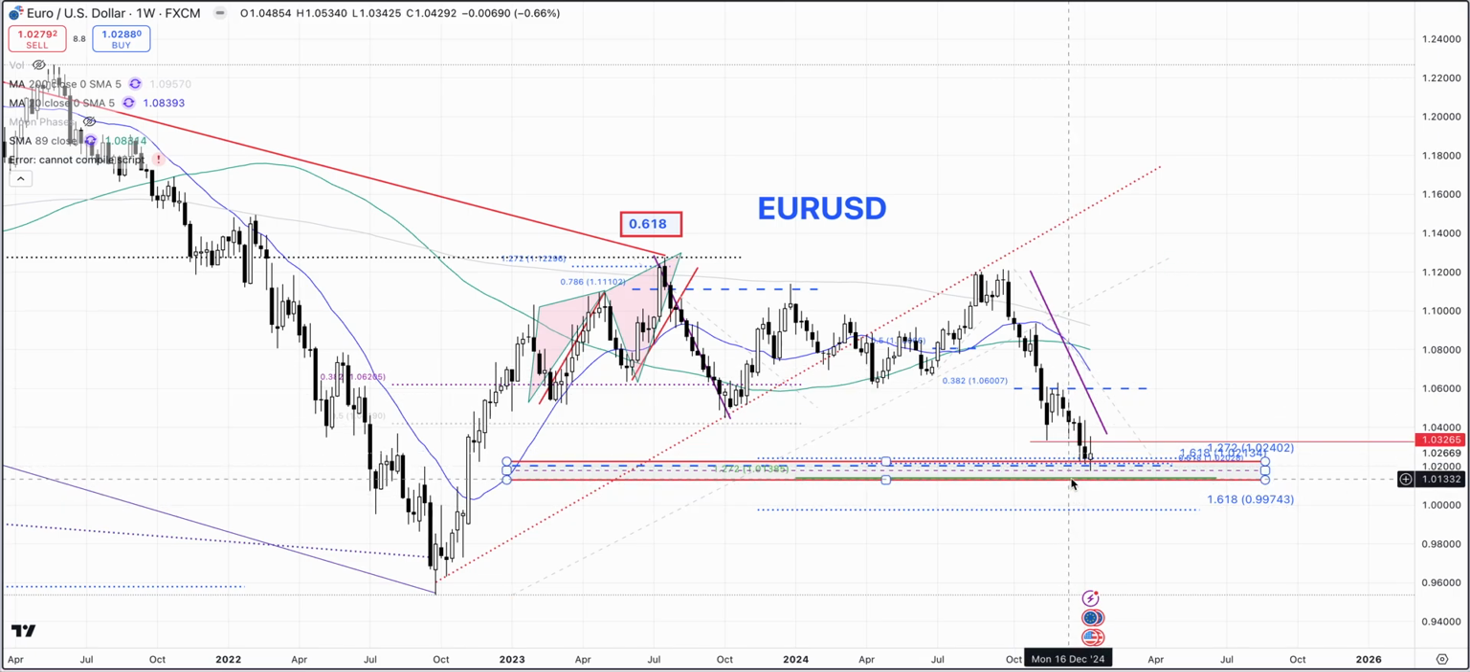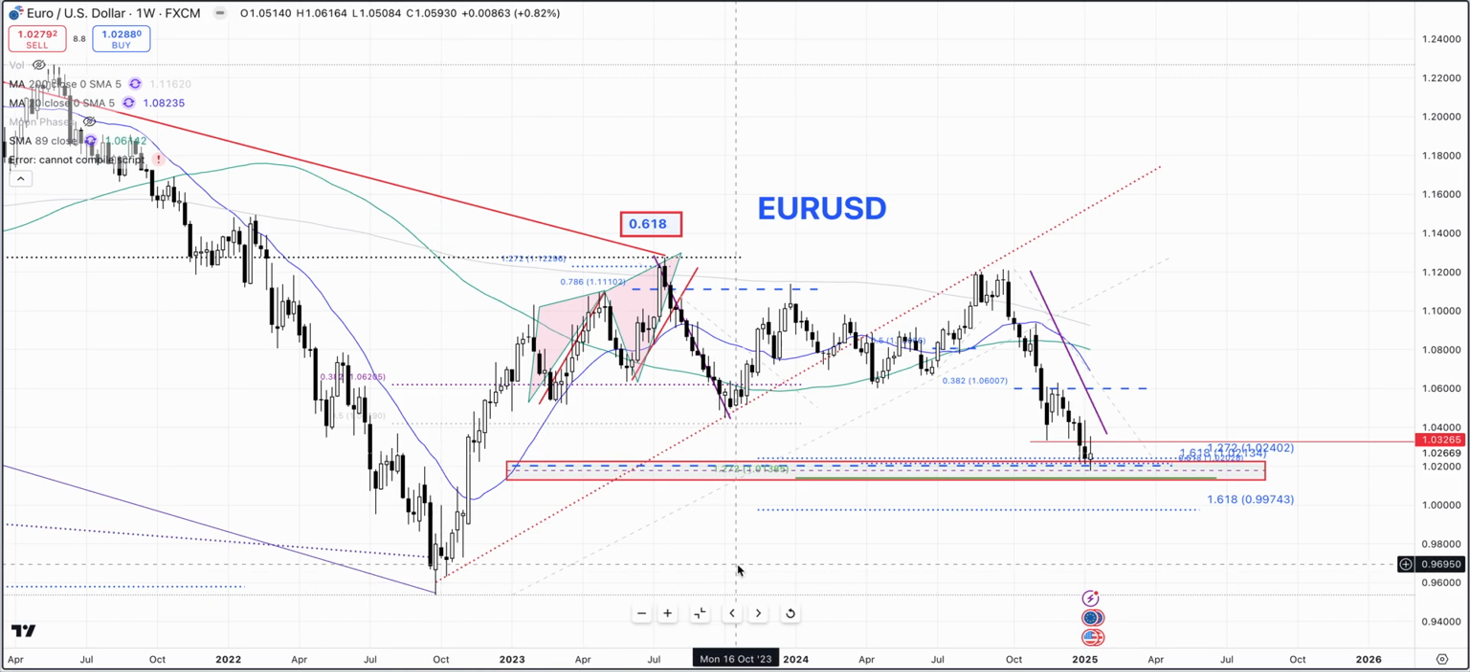Getting below this 1.0515 level, it's going to be pretty bearish for this currency pair, Euro USD, and we could see a move towards the lows of September 2022, so par or even a little bit lower.